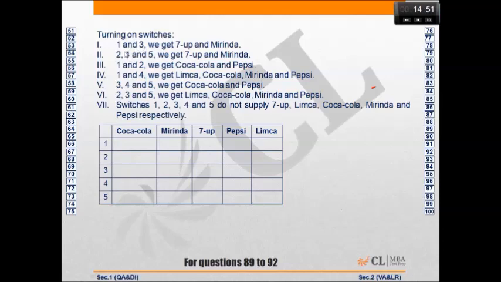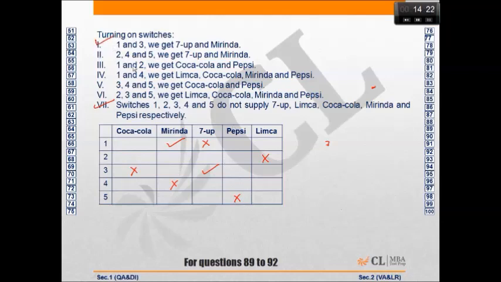Turning the switches on, let's go to statement 7. 1, 2, 3, 4, 5. 1 does not give us 7-Up. 2 does not give us Limca. 3 does not give us Coke. 4 does not give us Mirinda. 5 will not give us Pepsi. 1 and 3 will give us 7-Up and Mirinda. But since 1 does not give us 7-Up, it has to give us Mirinda, and 3 will give us 7-Up. So statement 1 is also taken.